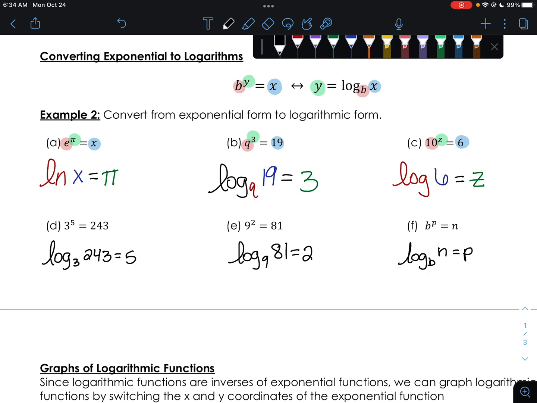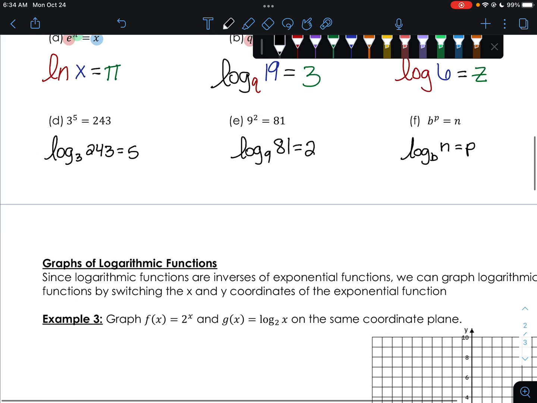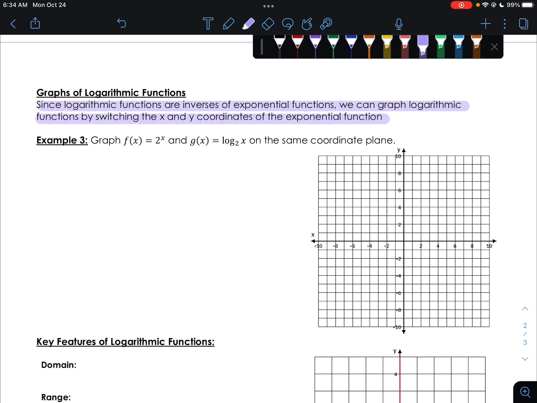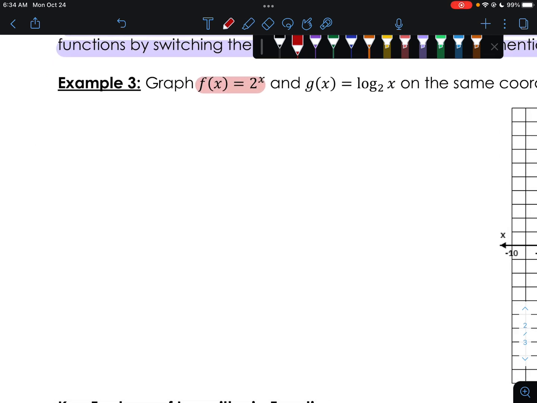So now that we've understood that, we can get into the graphing of log functions. Since log functions and exponential functions are inverses, we can graph logarithmic functions by switching the x and y coordinates of an exponential function. That's actually going to make it easiest on us. So if we look at example 3, we want to graph f of x equals 2 to the x power. So I'm going to make a table so we can graph it.